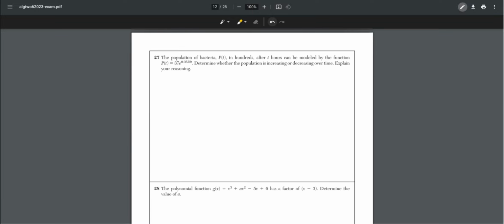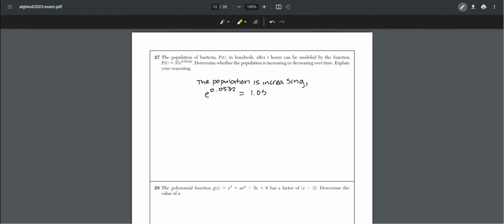Number 27. The population of bacteria P of t in hundreds after t hours can be modeled by the function P of t is equal to 37 times e to the power of 0.0532t. Determine whether the population is increasing or decreasing over time, and explain your reasoning. So we know that e to that exponent is 1.0546, which is greater than 1, therefore it's increasing.